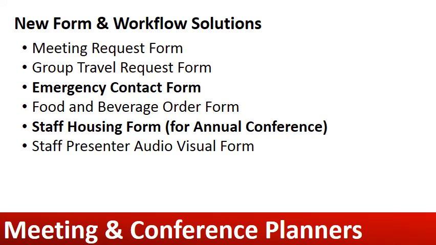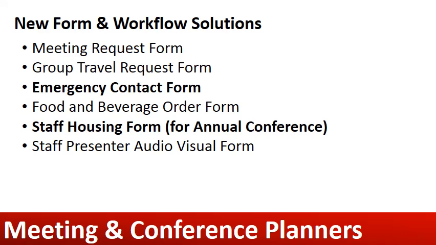They wanted a meeting request form. So if you wanted to have a meeting inside the building, you could fill out this request form, and you could select things like what kind of audiovisual equipment do you need, what kind of room layout do you want, etc. What time, which room do you want. Then they wanted a group travel request form, an emergency contact form, a food and beverage order form.